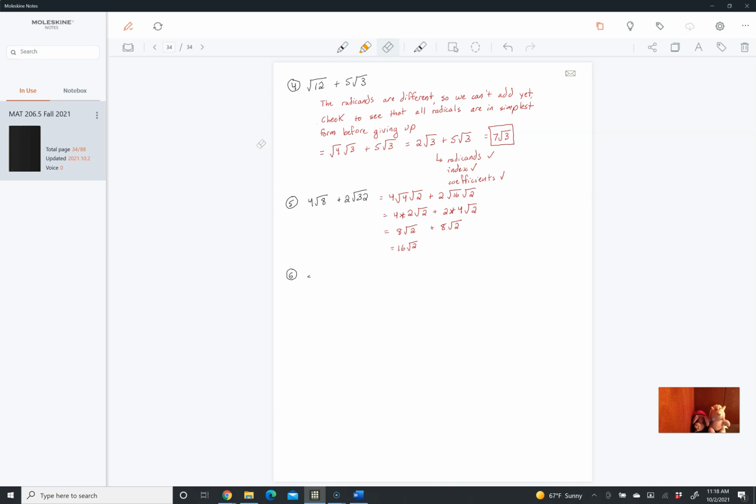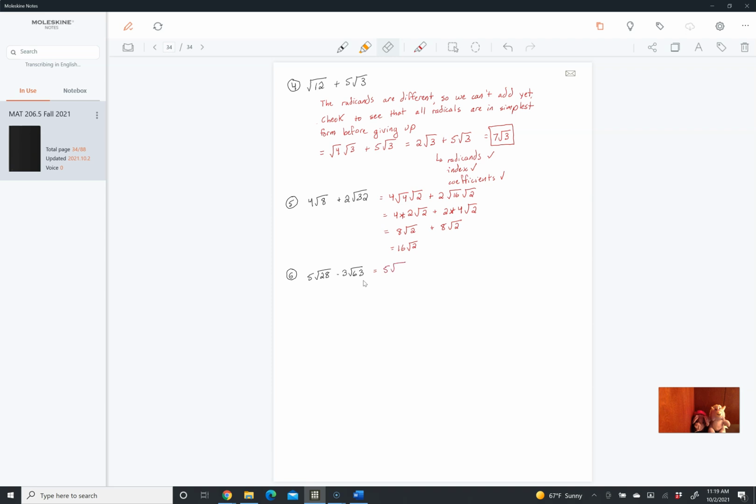Five square root of 28 minus 3 square root of 63. Okay, right now the radicands are not the same. We have 28 and we have 63. So right now it can't be subtracted. So let's try reducing. Square root of 28 can be reduced.